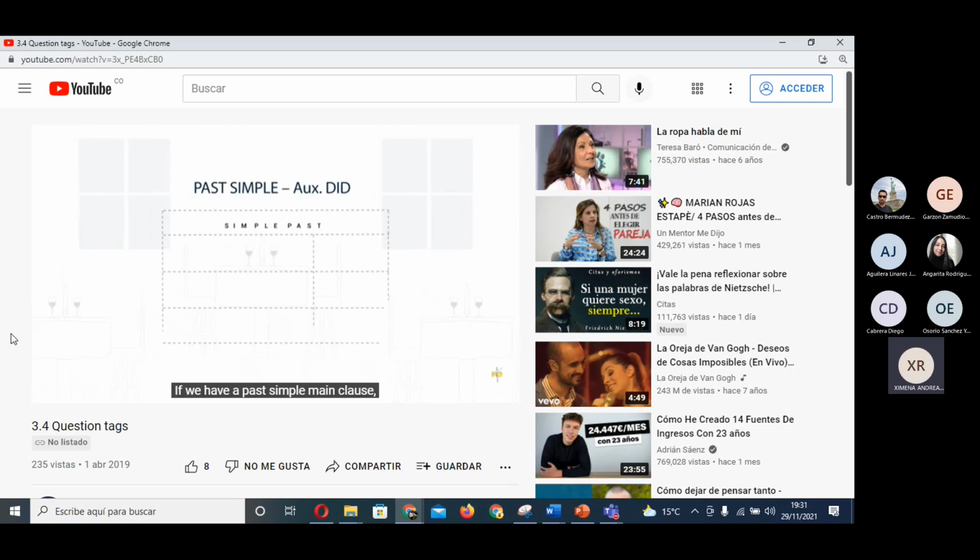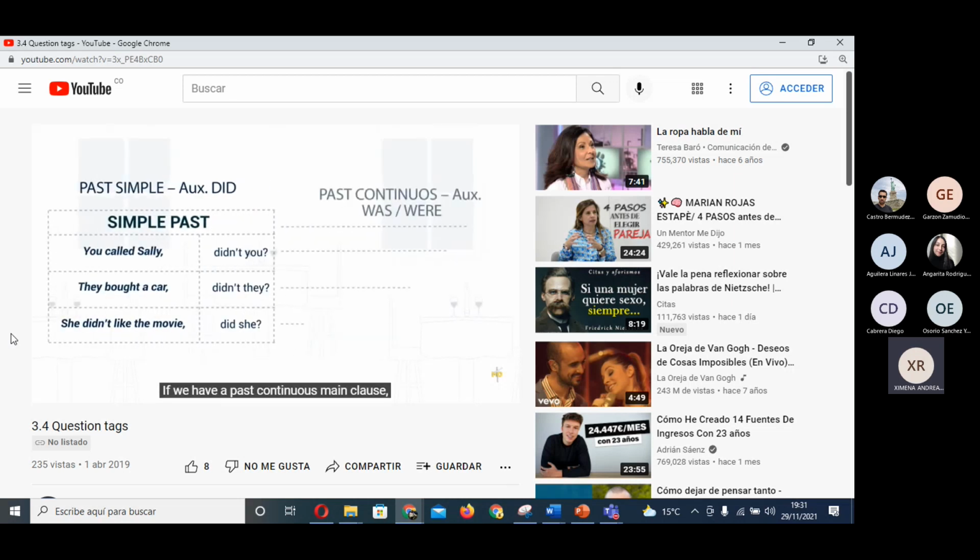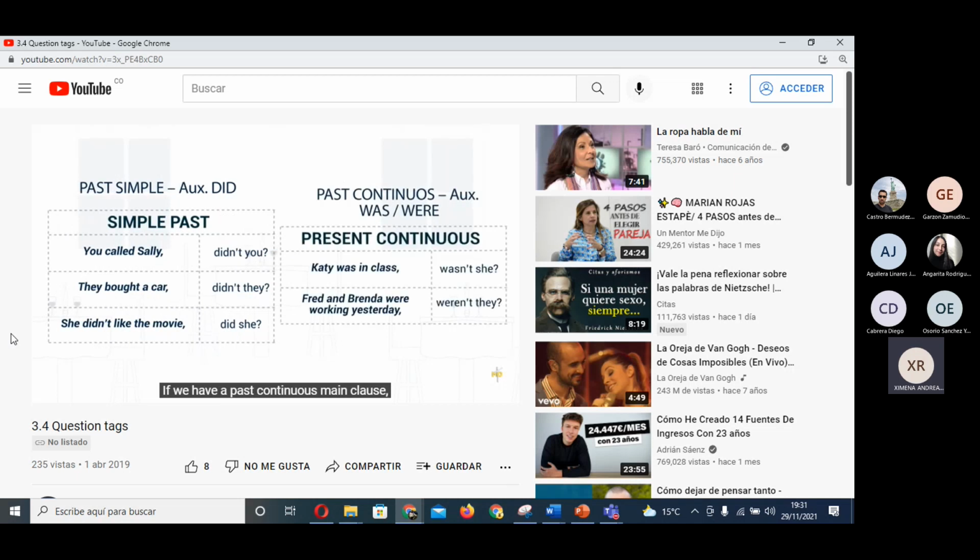If we have a past simple main clause, we use the past simple auxiliary did to make the corresponding question tag. You called Sally, didn't you? They bought a car, didn't they? She didn't like the movie, did she? If we have a past continuous main clause, we use the past continuous auxiliaries was and were. Katie was in class, wasn't she? Fred and Brenda were working yesterday, weren't they?